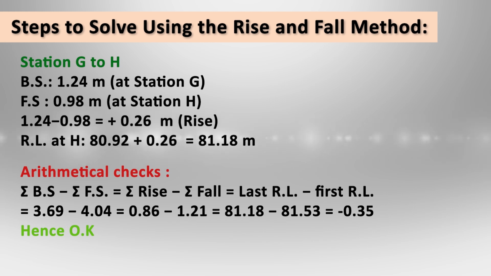Sigma rise has been calculated as 0.86 and sigma fall has been calculated as 1.21, and last RL and first RL has been calculated 81.18 minus 81.53 meters. So, all are equal, and it gives a result equal to minus 0.35. Hence, we have checked the arithmetical checks which have been introduced in rise and fall method. Hence, our calculations are okay.